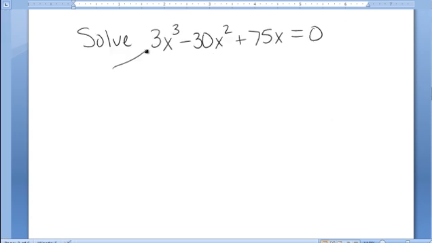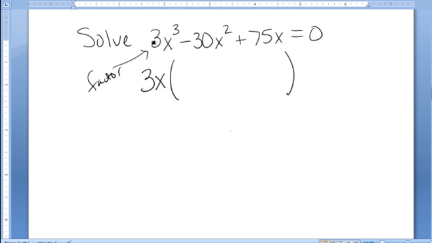Again, I first observe that this equation is not written in factored form. It's in expanded form. So I'm going to try to factor it in order to allow me to use the zero product property. I first factor out the greatest common factor, which this time is 3x. I pull 3x out of 3x cubed, leaving x squared. I pull 3x out of negative 30x squared, leaving negative 10x. I pull 3x out of 75x, leaving positive 25.